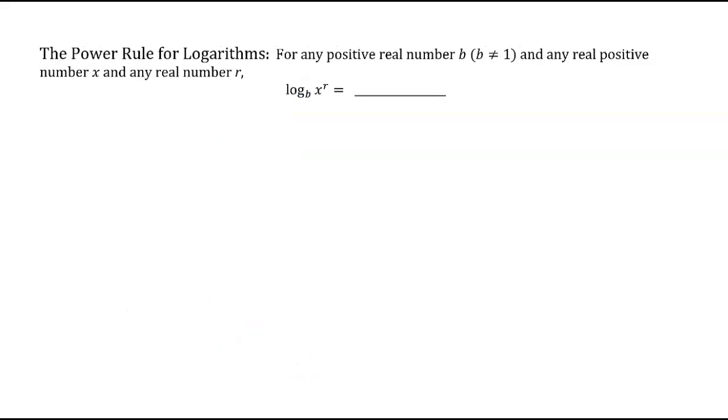Now let's learn the power rule. The power rule states that for any positive real number b other than 1, any real positive number x, and any real number r, log base b of x to the r is equal to r times log base b of x. In other words, we can take that exponent of r and move it out in front as a multiple of log base b of x. To see where this property comes from, consider log base b of x raised to the exponent of r.